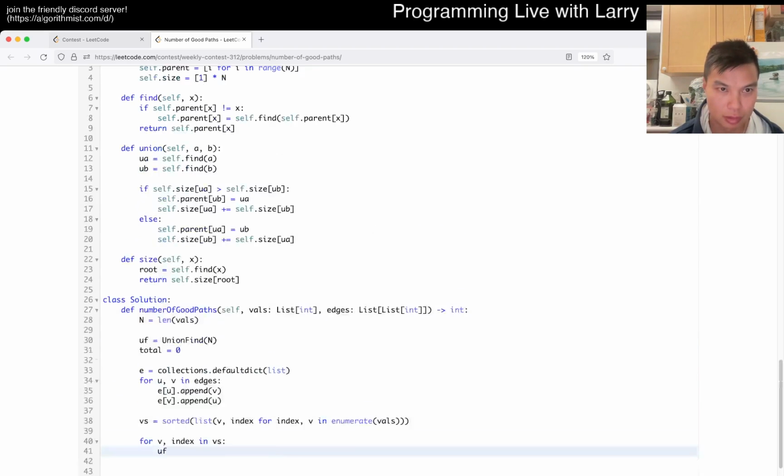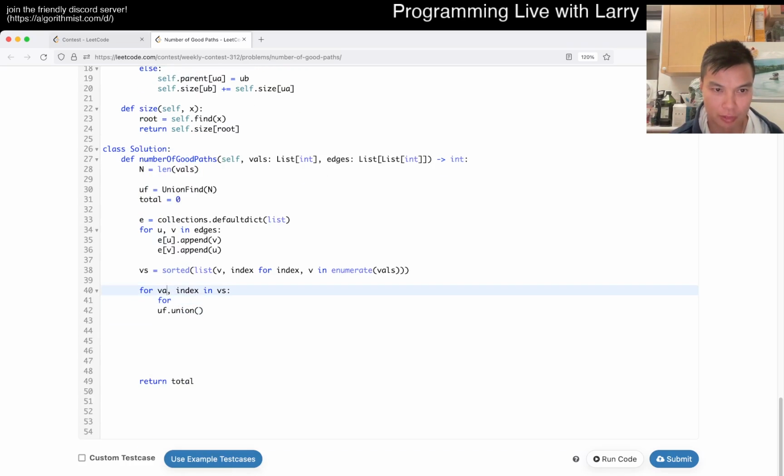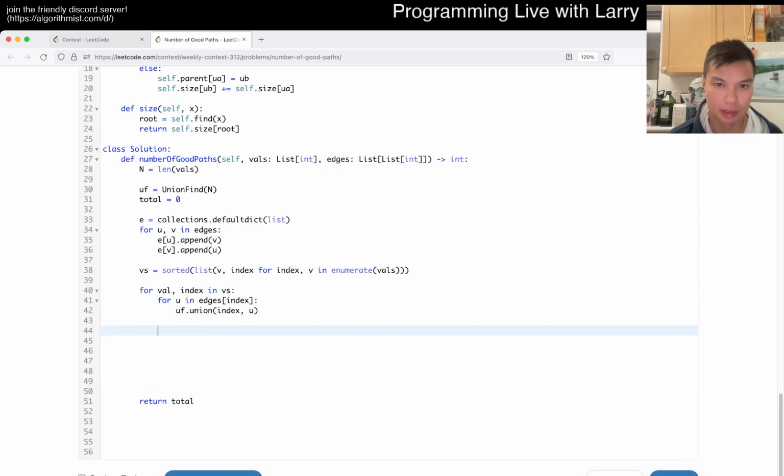UF dot union. For you, the we is a little bit messy. Okay, for we in edges of, no, edges of index. Wait, what? No, there's just only one thing, right? So for u in edges of index, we want to union index and u. Okay, that sounds right. Yeah, okay. And then now, this is going to be n squared if I'm not careful.